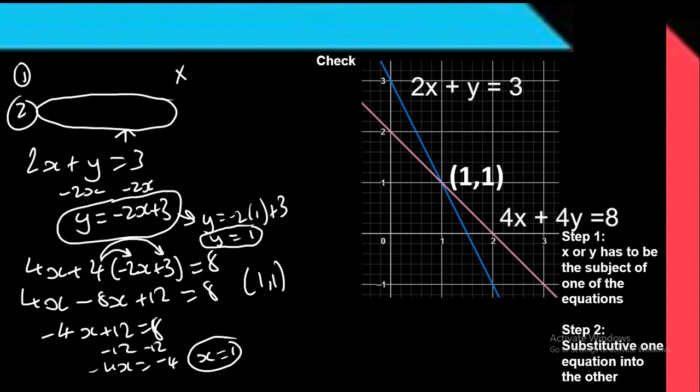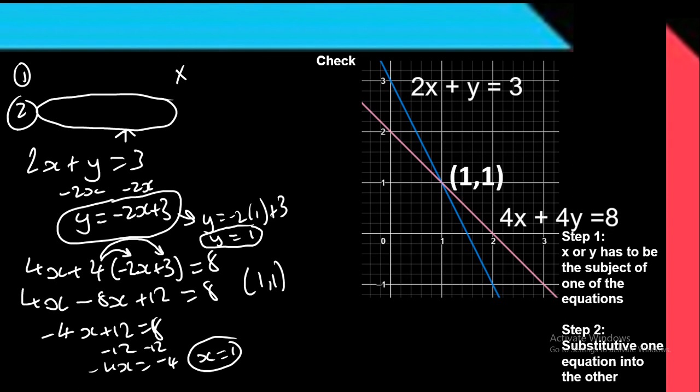Okay, so now we've looked at the substitution method. If you want to use this method, you have to make sure that you have either x as the subject or y as the subject, and then you can substitute that into the second equation that you have. If they both equal x or they both equal y, then you can make the two equations equal each other.